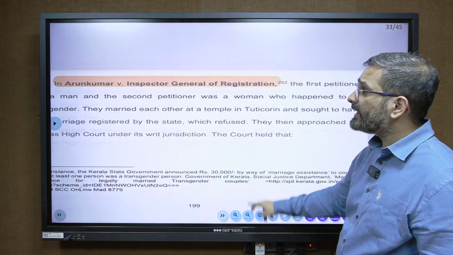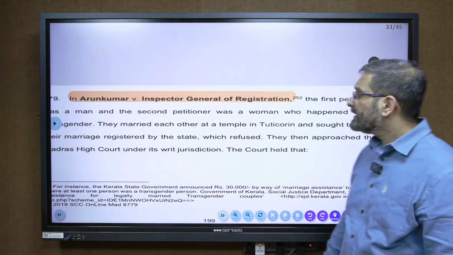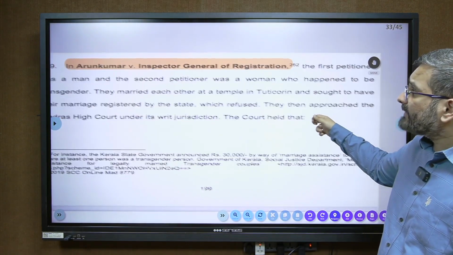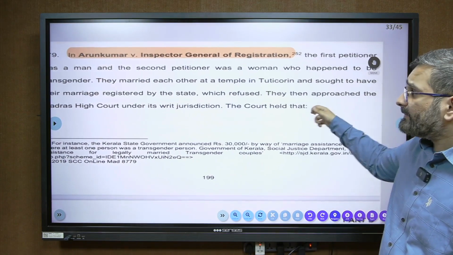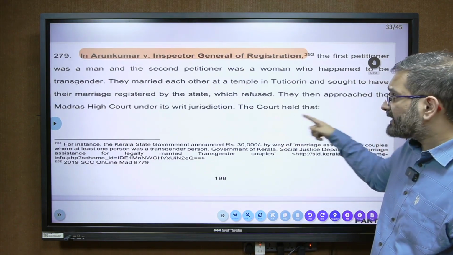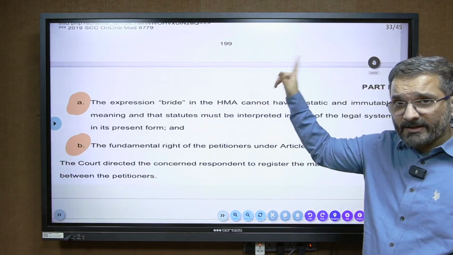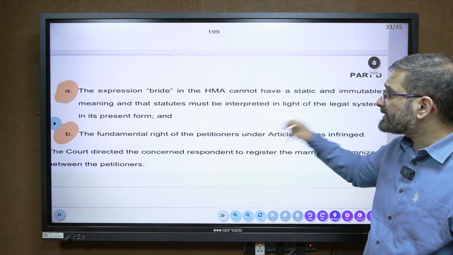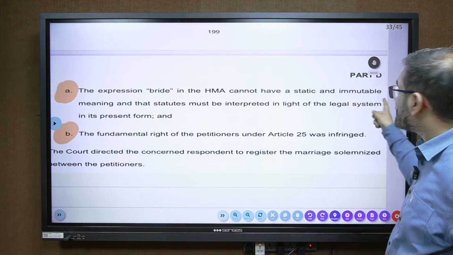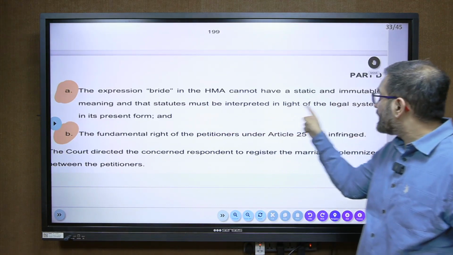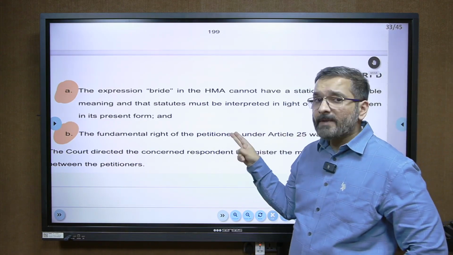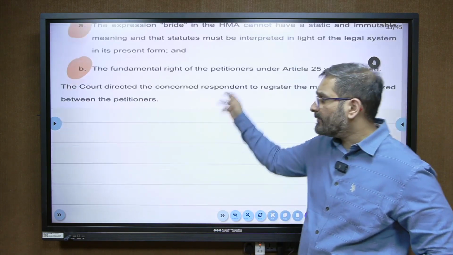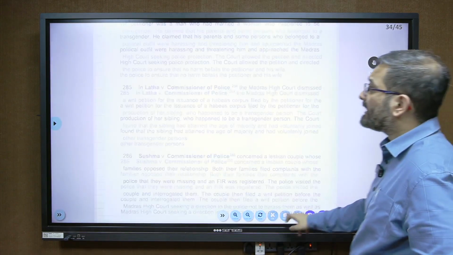Then comes an important case law, Arun Kumar versus the Inspector General of Registration. The first petitioner was a man, the second petitioner was a woman who happened to be transgender. They married each other and the Madras High Court held that the expression bride in the HMA cannot have a static and immutable meaning. Statutes must be interpreted in light of the legal system, and the fundamental right of the petitioner under Article 25 was infringed. Remember the name of this extremely important case law. Most likely it will show up in your exam.